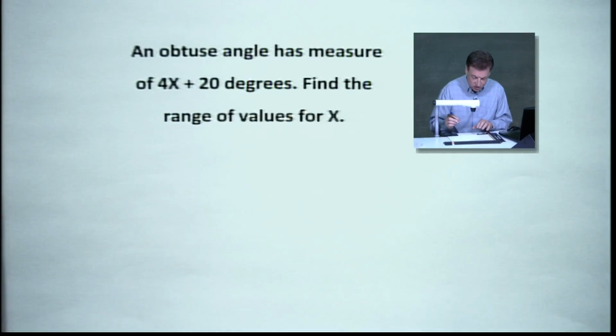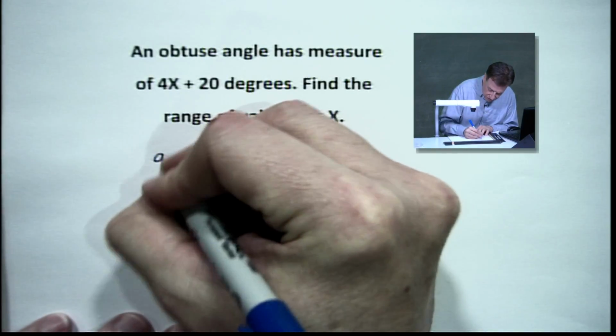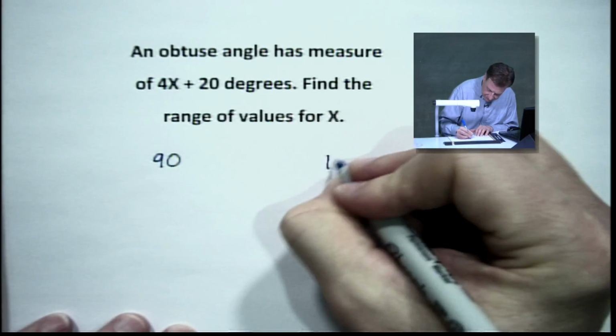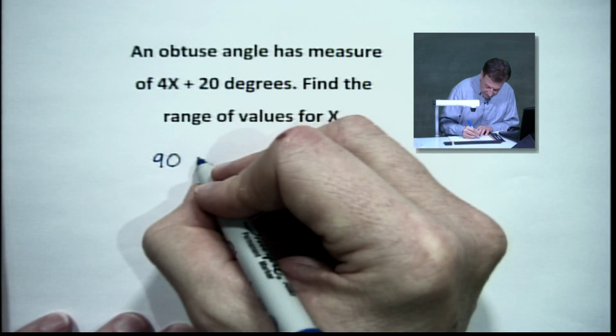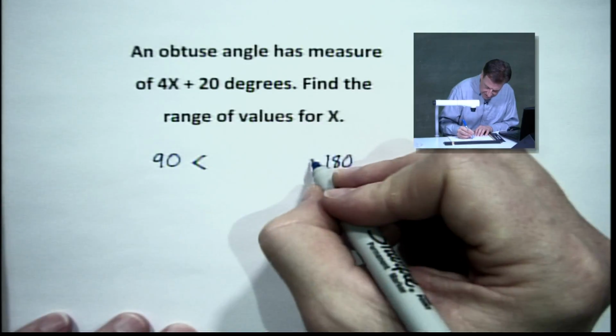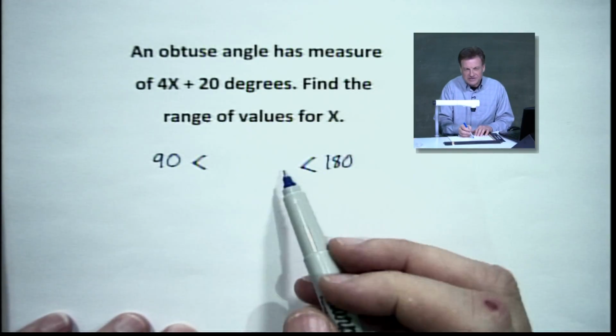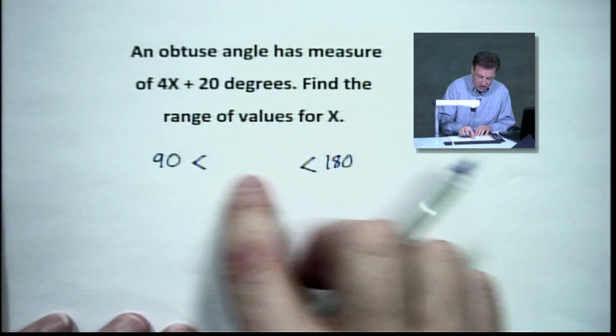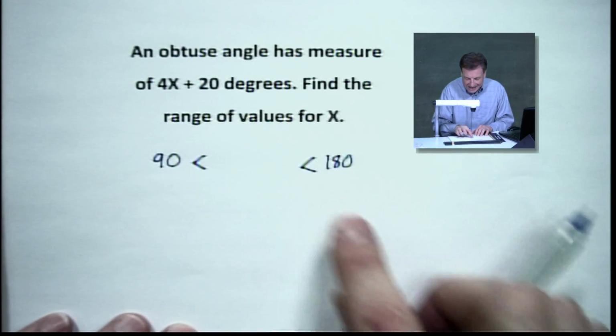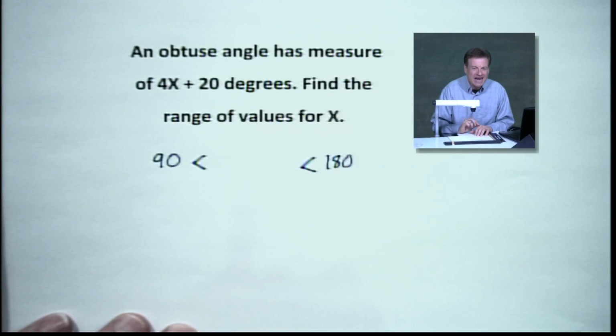And again, obtuse, we already know the range goes between 90 and 180 on the upper end. Let's see what's going to happen. We're going to put our less thans here and here. Notice what this does: it allows for the combined inequality to happen. We're basically saying that this quantity is going to be greater than 90 and less than 180.